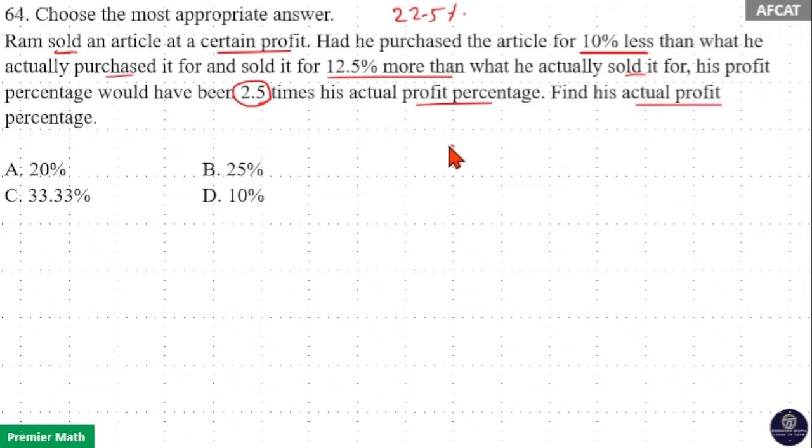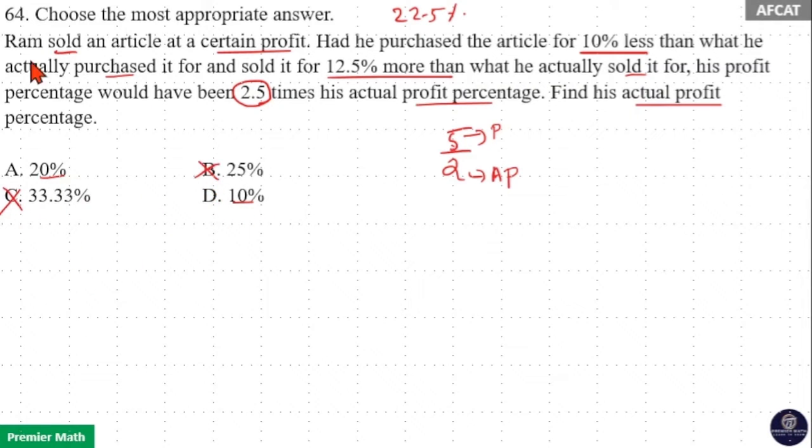That is 2.5 times, which means 5 by 2. So 2 parts are the actual profit percentage and 5 parts are the present profit. Then the actual profit percentage must be a multiple of 2. Here 20 is a multiple of 2 and 10 is a multiple of 2. Option C and option B are eliminated.